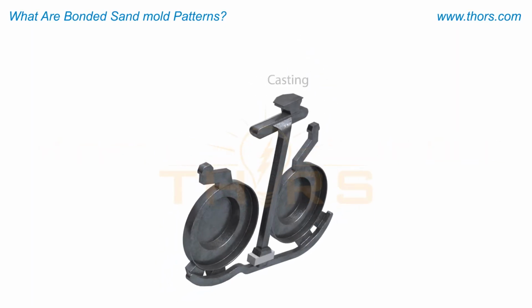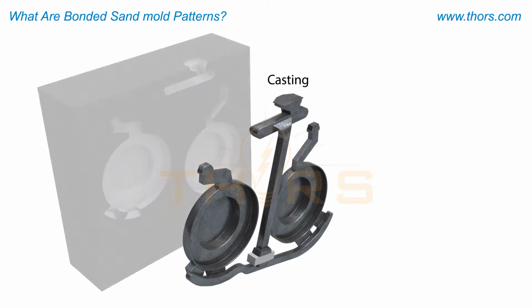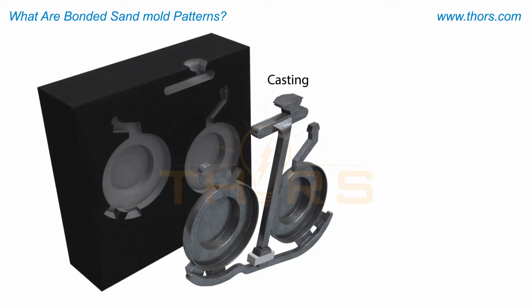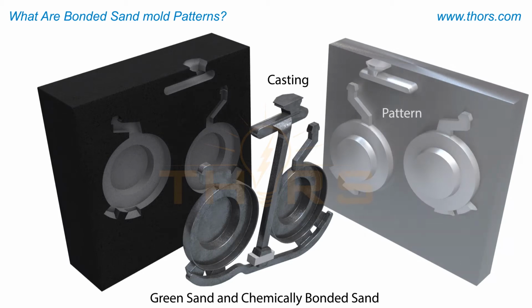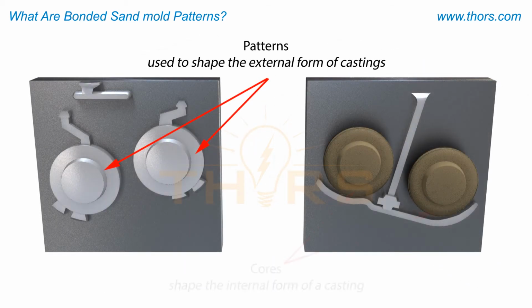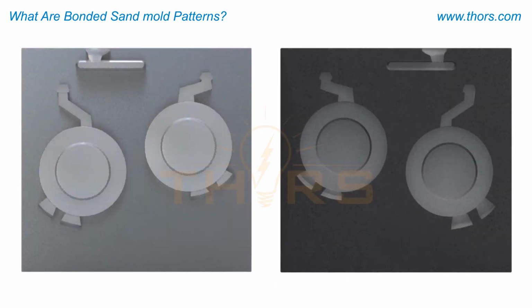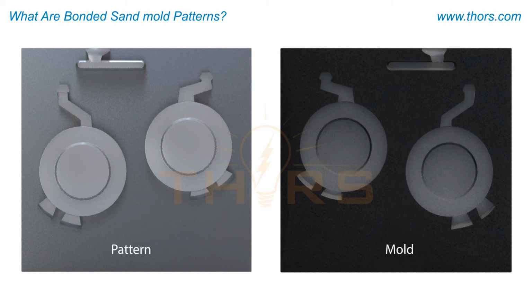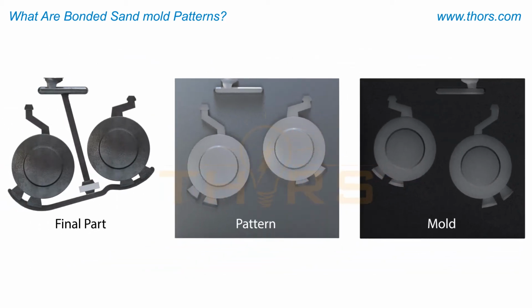When producing a casting from any of the bonded sand molding processes, a tool is used to create the negative image of the casting. For sand casting, which includes green sand and chemically bonded sand, the tooling that creates the shape is a pattern. Patterns are used to shape the external form of castings, whereas cores shape the internal form of a casting. The shape of the pattern to make the mold is similar to the shape of the final part. Thus, the pattern is the positive of the part, while the mold cavity is the negative.